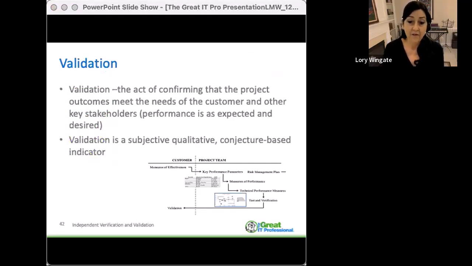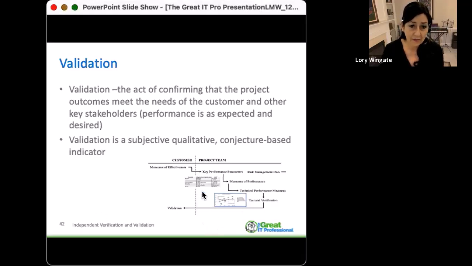Validation is the act of confirming that the project outcomes meet the needs of the customer and other key stakeholders, that the performance is as expected and desired. Validation controls ensure through inspection that the stakeholder concurs that the performance demonstrated in the verification processes is suitable, that they are satisfied with the final outcomes, and that the project outcomes are going to meet their needs.